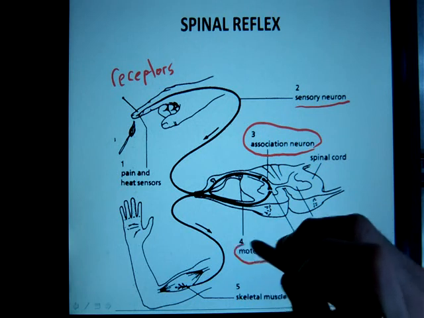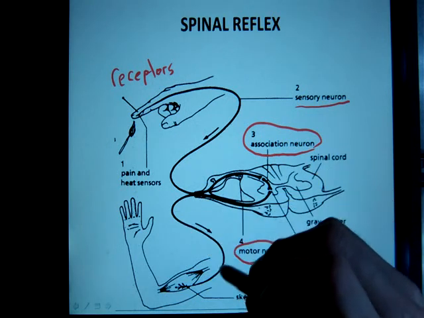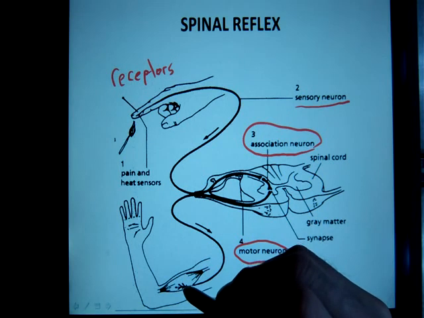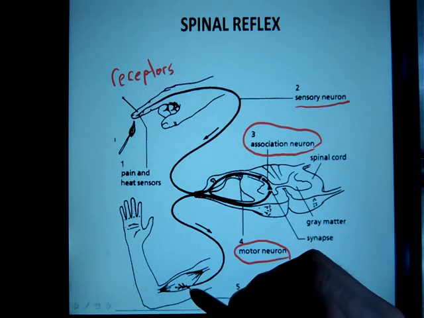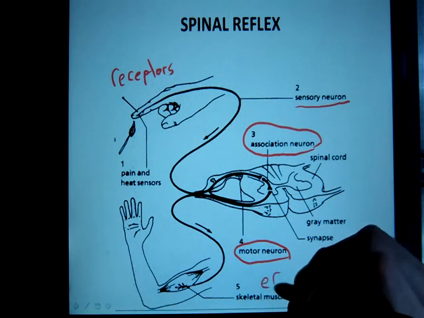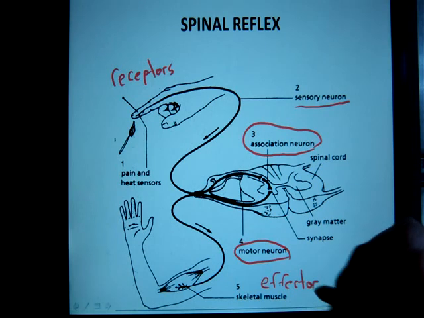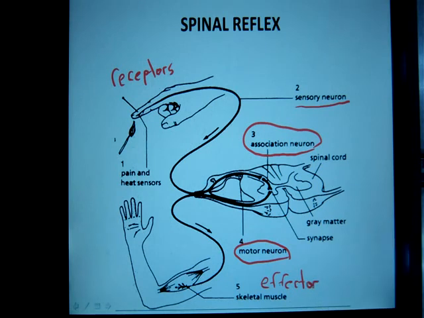That motor neuron is going to send a signal down your arm to your skeletal muscle, and tell it to contract, pull away. Okay, the last step is the skeletal muscle. We call that the effector. It doesn't have to be a skeletal muscle, it can be a gland. Anyway, so step number 5 we call an effector.